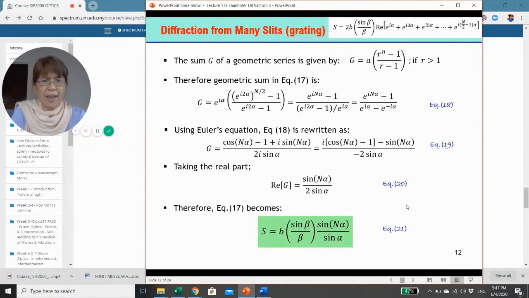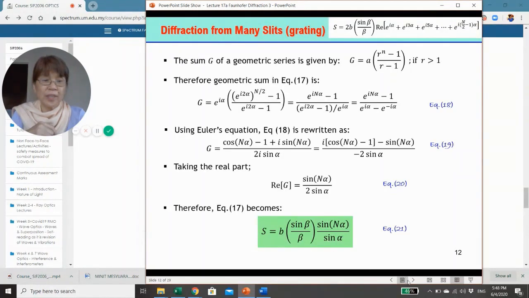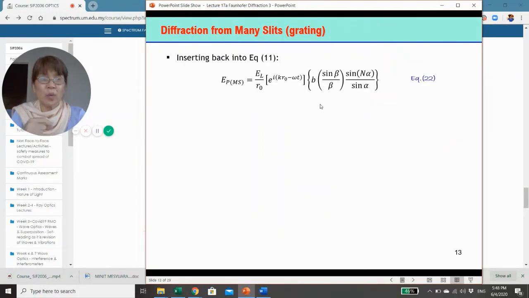Which tells us then, because there's a 2 here, the 2 and 2 cancel to give you the sinc function, sine beta over beta, multiplied by sine n alpha over sine alpha. Then we insert back into the electric field at point P, the electric field of the light that arrives at point P. We substitute that summation term by what we just worked out here. So this is what we have.